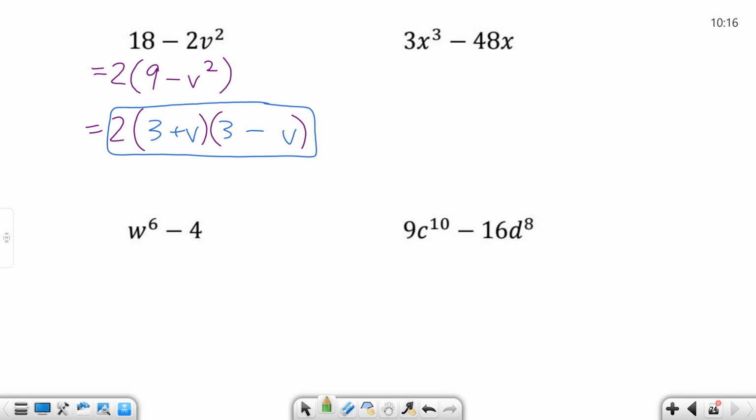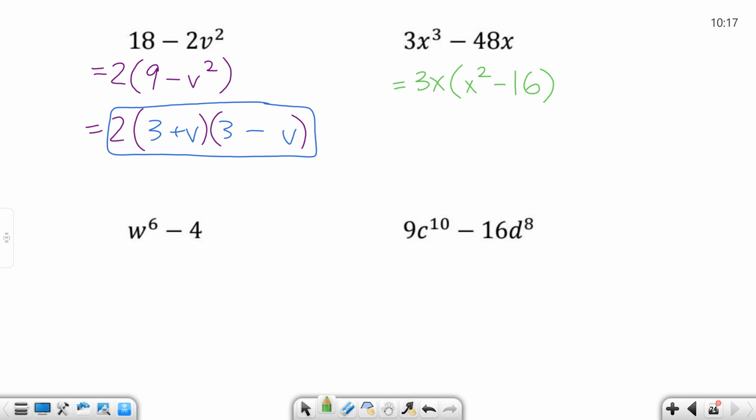So what about 3x to the third minus 48? Here, two terms. Is there a GCF? Yep. What is it? It's 3x. If I take a 3x out, I'm left with x squared minus, how many times will 3 go into 48? 16. 3 times 16 is 48. And then I took the x out, so there's no x remaining right there. So 3x times x squared minus 16.